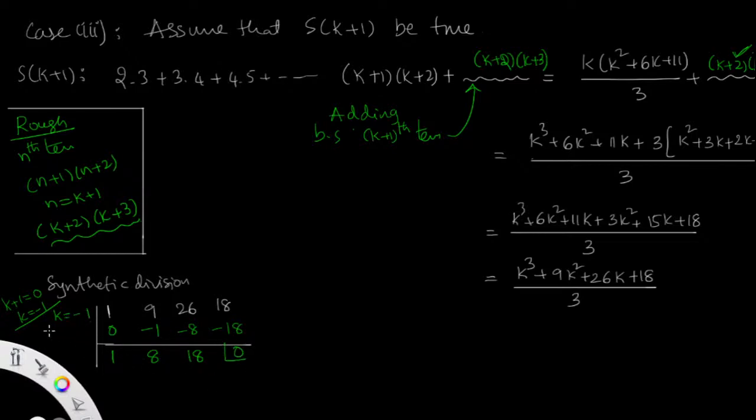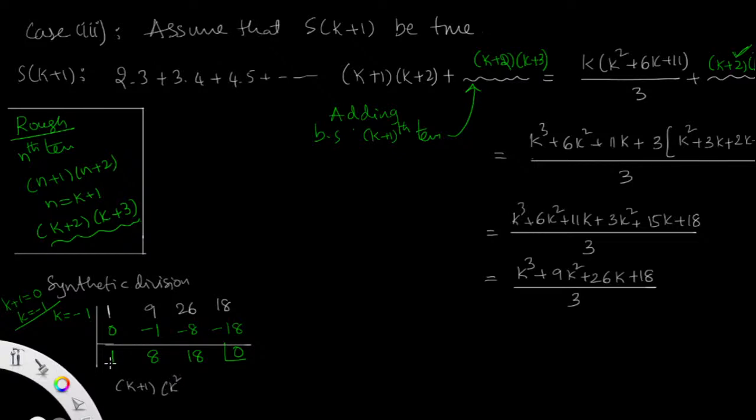Therefore, by taking k equal to minus 1, always keep 0 in the first place in any problem. So here 0, then add 1. 1 into minus 1 is minus 1. Then adding gives 8. 8 into minus 1 gives minus 8. 26 minus 8 is 18. 18 into minus 1 is minus 18, so the remainder is 0. Now write the simplified form, that is k plus 1. Getting 0 means the problem is over.